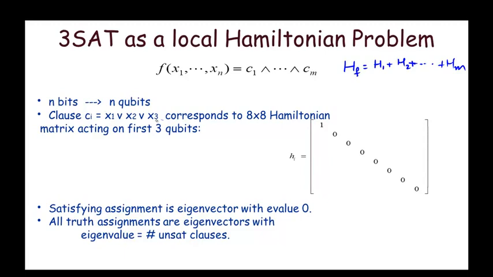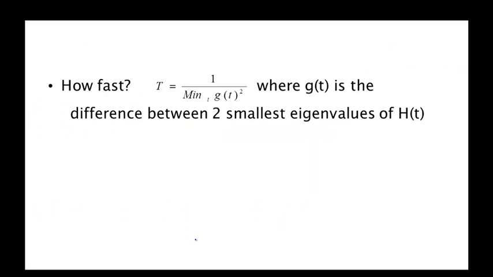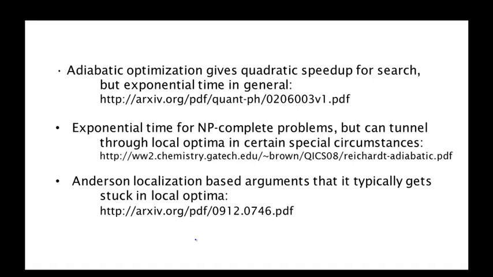And now what you can check is that the satisfying assignment for this formula corresponds to an eigenvector of this Hamiltonian with eigenvalue 0, and all other truth assignments are eigenvectors with eigenvalue equal to the number of unsatisfied clauses. So the ground state is exactly a satisfying assignment to the formula. Okay, remember how fast we can go depends upon the minimum gap. It turns out that there are a few things that are known about this problem.